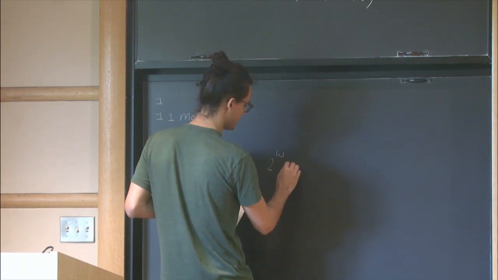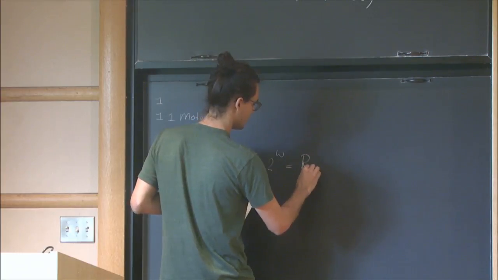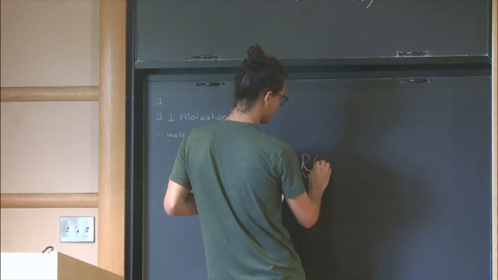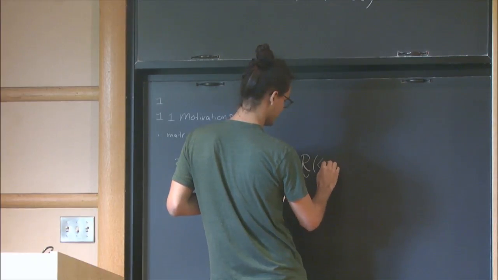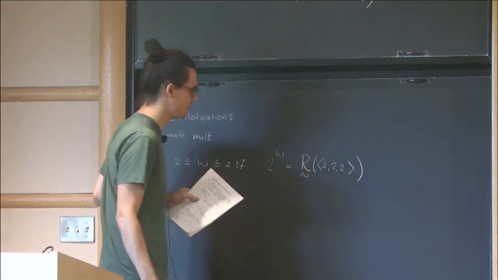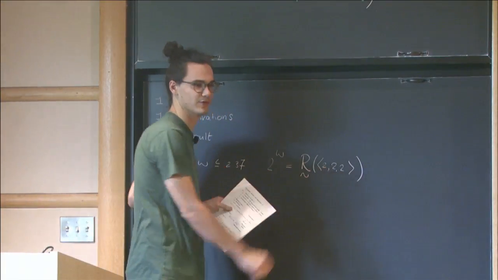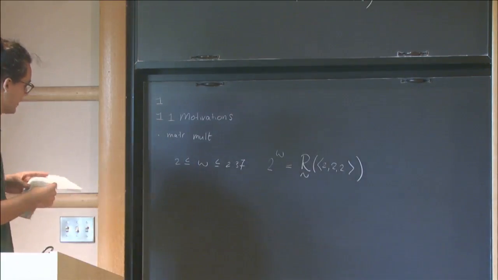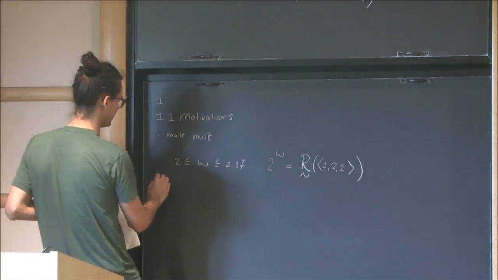You can say 2 to the power omega. This is the so-called asymptotic tensor rank. We will revisit these definitions, but it's the asymptotic tensor rank of a small tensor, the matrix multiplication tensor. That was the first example.